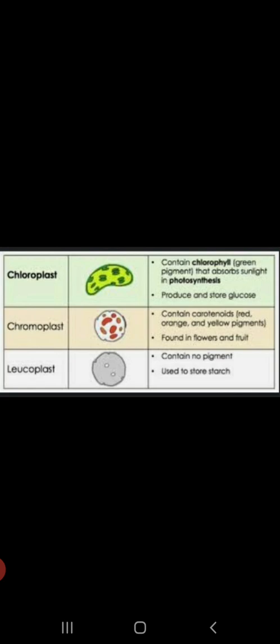Then we have leucoplast. Leucoplasts actually don't contain any kind of pigment, but they are used for the storage of food like starch. Then the last type of plastid is the chromoplast. Chromoplasts contain pigments other than chlorophyll. Yes, we do see the different colors of the petals of the flowers, and fruits have different colors. That is because of the chromoplast, which is a type of plastid, children. So there are three types of plastids, that is chloroplast, chromoplast and leucoplast. And all of these three have different functions to perform.